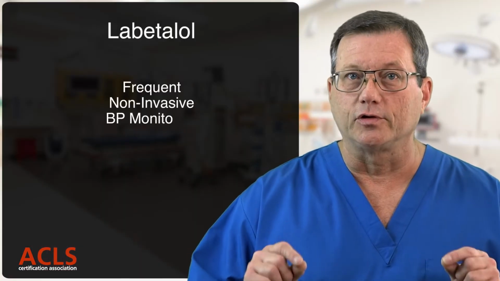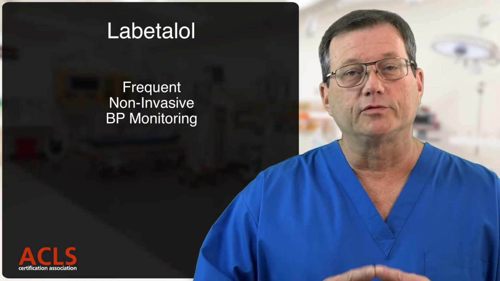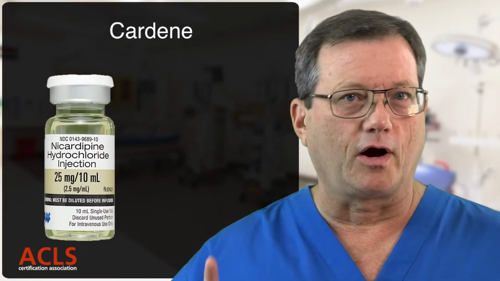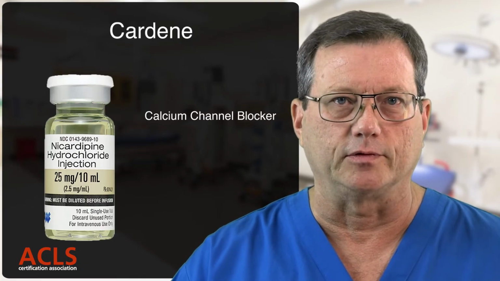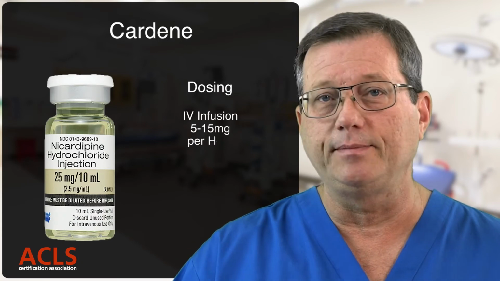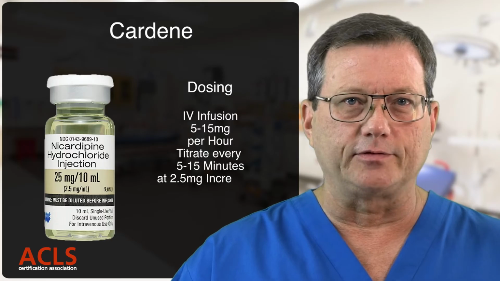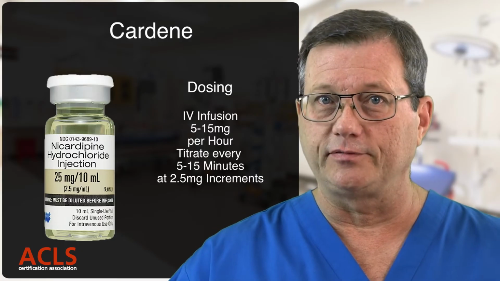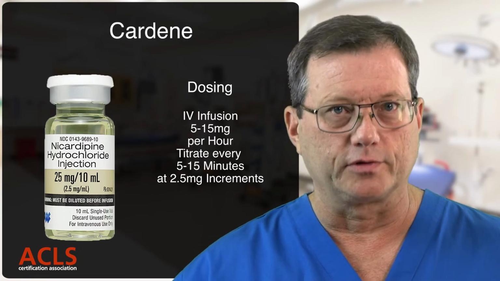Slowly monitor your patient. If you have an art line, even better, but in an acute stroke you probably won't. So serial non-invasive blood pressures, like every 10 minutes. The other medication is Cardene. Cardene is a calcium channel blocker, completely different mechanism of action. Now the dosing for Cardene, it's an infusion, 5 to 15 milligrams per hour. And you're gonna titrate it every 5 to 15 minutes at 2.5 milligram increments, okay? 5 to 15 milligrams per hour, titrated 2.5 milligrams per titration.